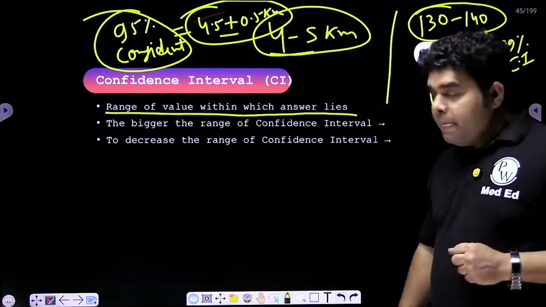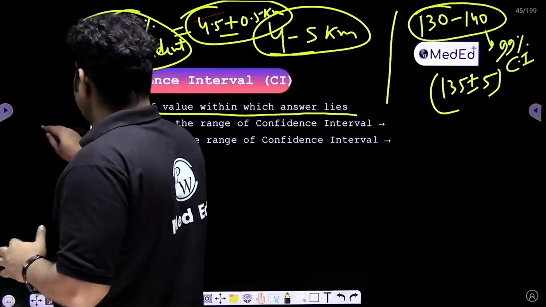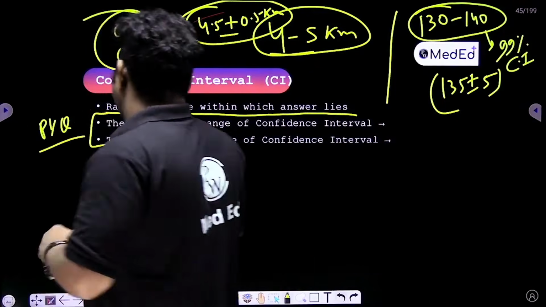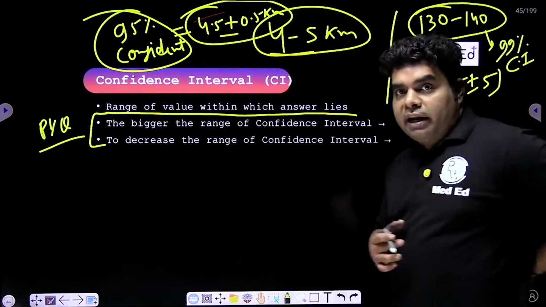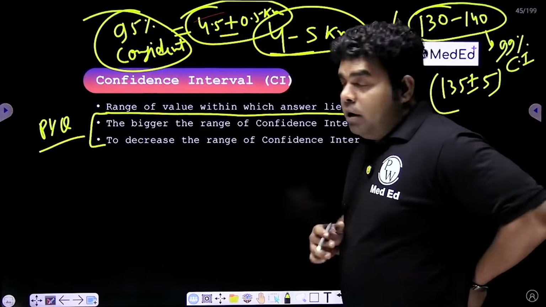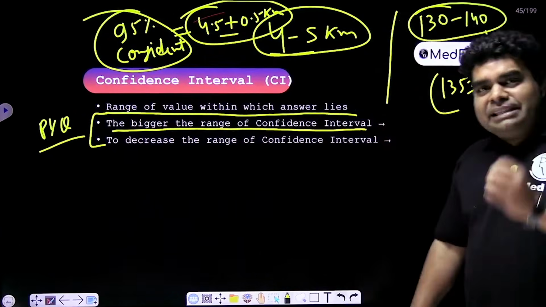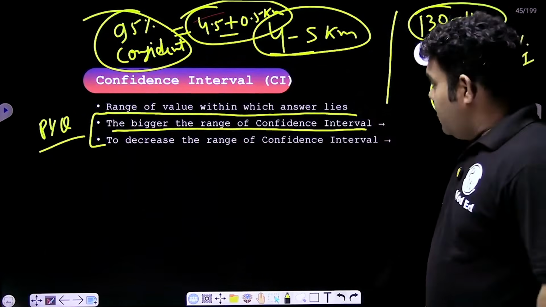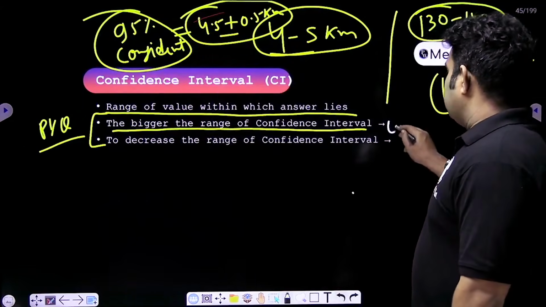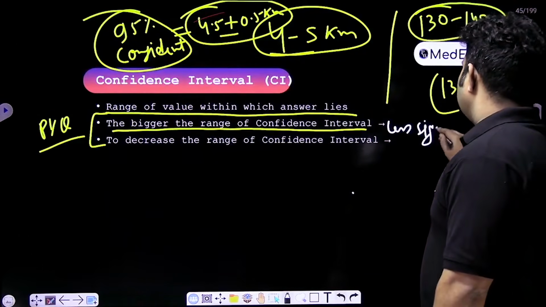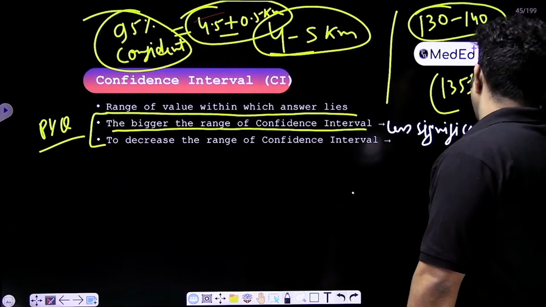It's a very simple thing. But there are two questions which came from here. These both are PYQ of NEET exam, which you should focus on. Which type of confidence interval do you like? The one with bigger range or the one with a smaller range? Remember, the bigger the range of confidence interval, the less significant or useless the data become.